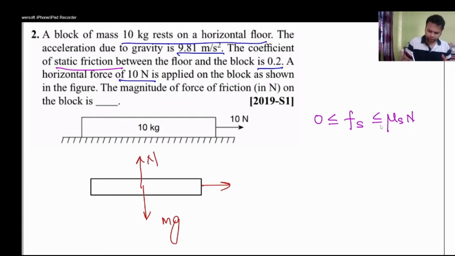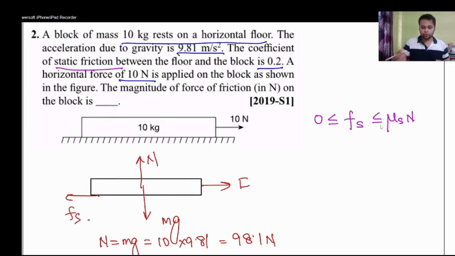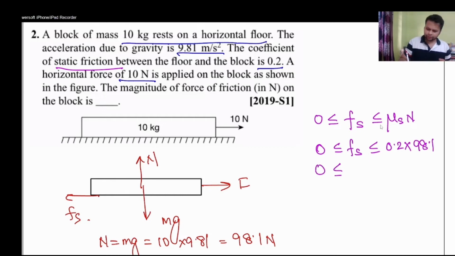There is a force F and there will be a static friction force, let me say Fs. Clearly you can see N is equal to mg, that is m is given as 10, g is 9.81, so this is equal to 98.1 Newton. Now Fs will vary from 0 to a maximum value of mu s into N. The maximum value of Fs will be 0.2 into 98.1, so this is equal to 19.62.